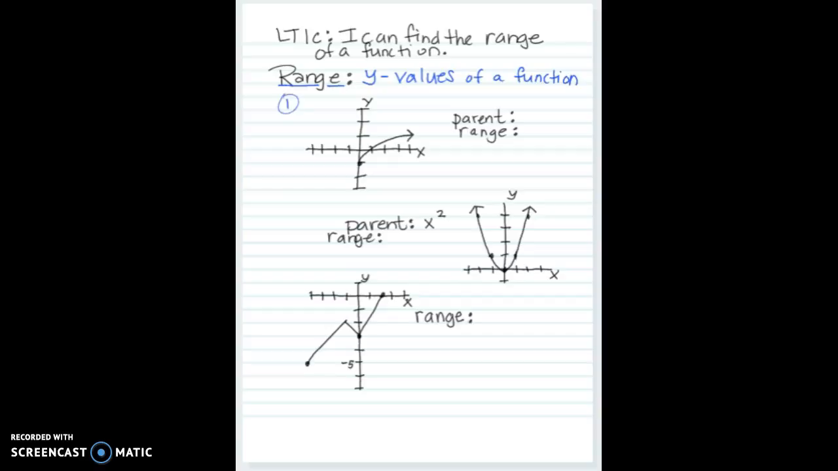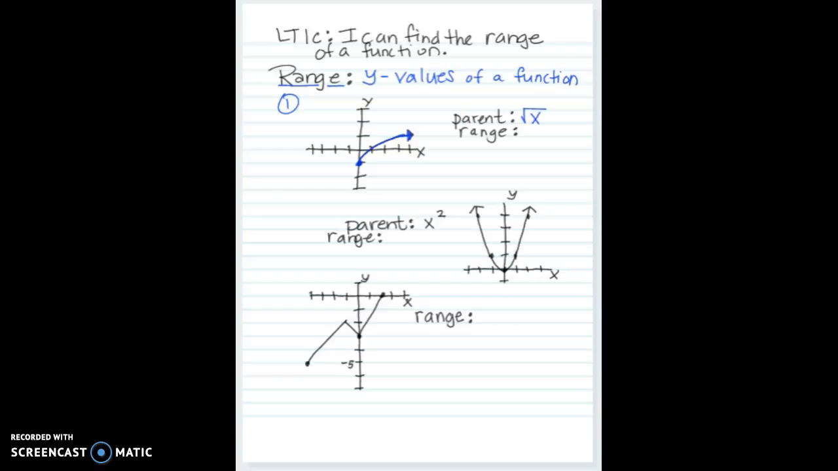So for example number 1, we're looking at this graph. We determine that the parent function is the square root of x, but we need to know the range. So we need to know the y values. Y is vertical, so we're looking from the bottom to the top. When we look at our graph, we notice that the bottom of the graph is right here. And we follow that graph, and we don't really get to a top, because what we come to is an arrow, meaning this graph goes on forever.